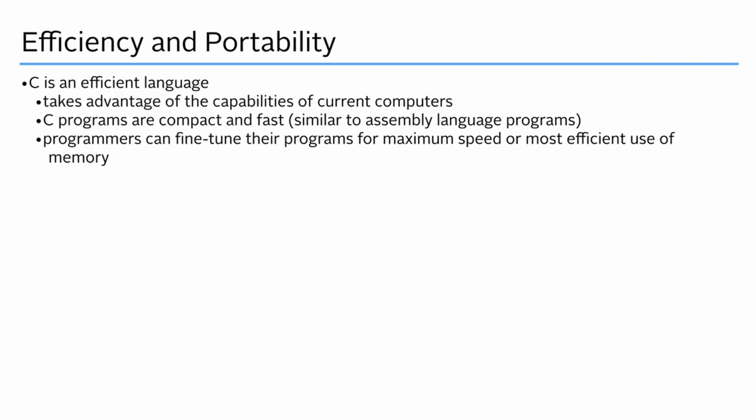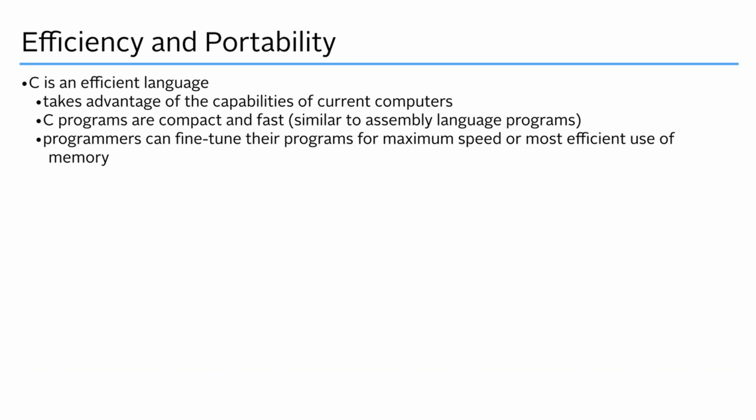Well, C is an efficient language. It takes advantage of all the capabilities of current computers. Programs written in C are very compact. They're very fast and compact. I talked earlier about how the mapping of C statements to instructions in assembly language is very efficient. This is one of the reasons it's so fast. One of the complaints about Java in the past used to be, hey, Java's really slow. Well, you don't have this problem with C. When you write a program in C, it runs fast, it's very compact. So that's a language feature.